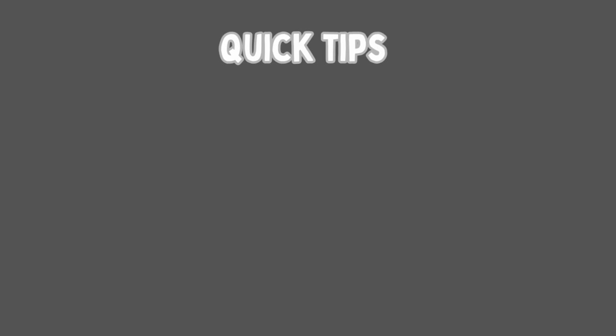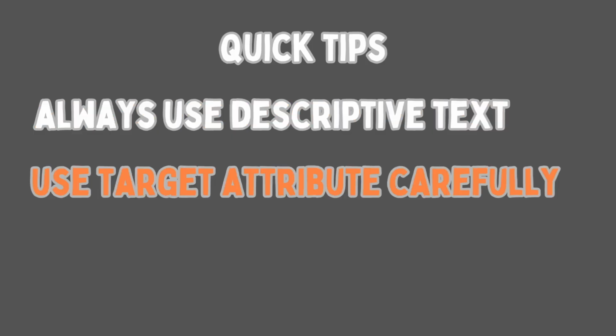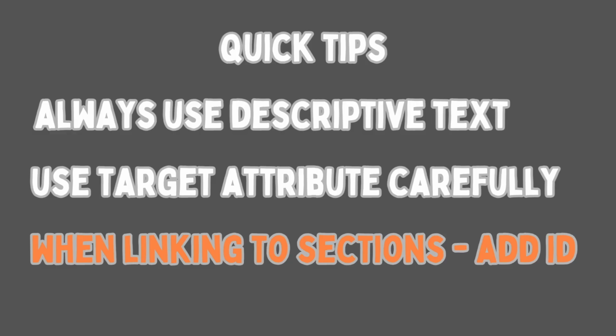Now for some quick tips. Always use descriptive text for your links to improve accessibility. Use the target equals underscore blank carefully. Don't overuse it, as it can be distracting. When linking to sections on the same page, remember to add an ID to the target section.